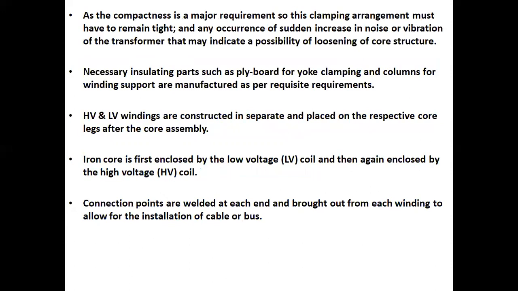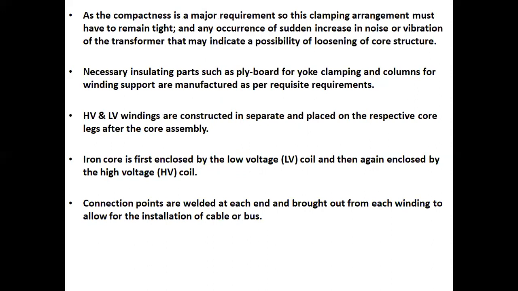As compactness is a major requirement, this clamping arrangement must remain tight, and any occurrence of sudden increase in noise or vibration of the transformer may indicate a possibility of loosening of core structure. Necessary insulating parts such as plyboard for yoke clamping and columns for winding support are manufactured as per requisite requirements.